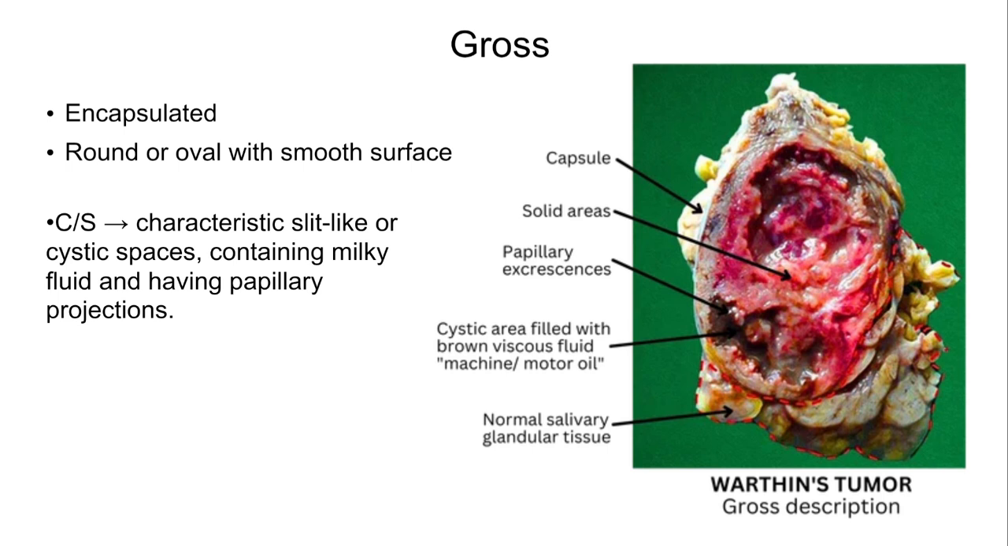The characteristics are slit-like or cystic spaces that are commonly found within the tumor. These spaces often contain a milky fluid and are known for having papillary projections. This distinct appearance can help differentiate Warthin's tumor from other types of salivary gland neoplasms. Now let's prepare to delve into the microscopic characteristics of Warthin's tumor, where we will explore its epithelial and lymphoid components.